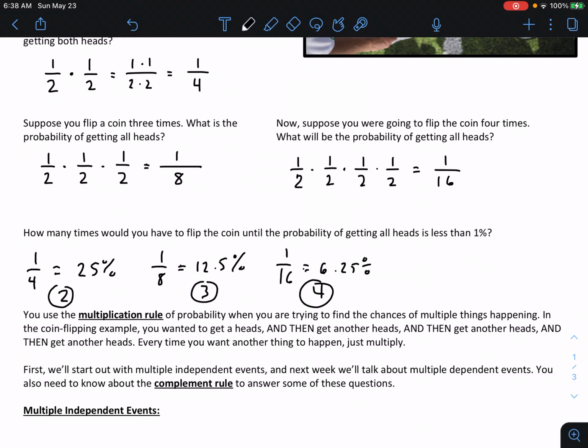So if we were to do another flip, it would be around 3%. So that would be a fifth one. A sixth one would be around 1.5. So I'm going to guess it's around 7. Okay, so I think it's going to be 7.